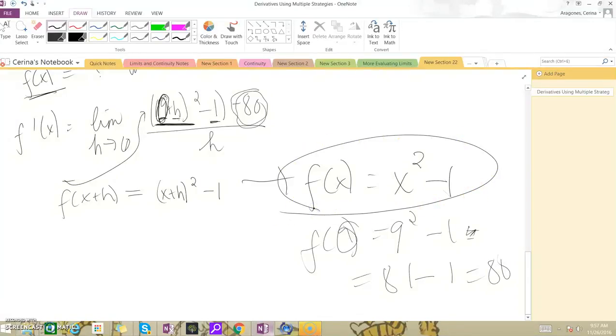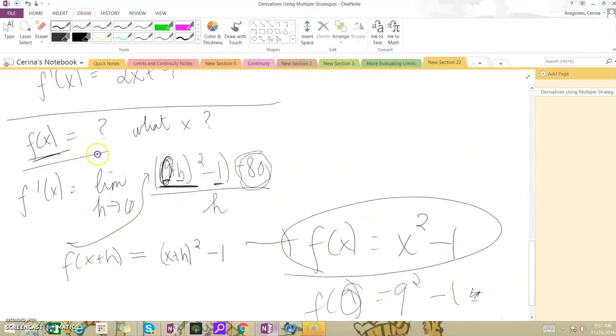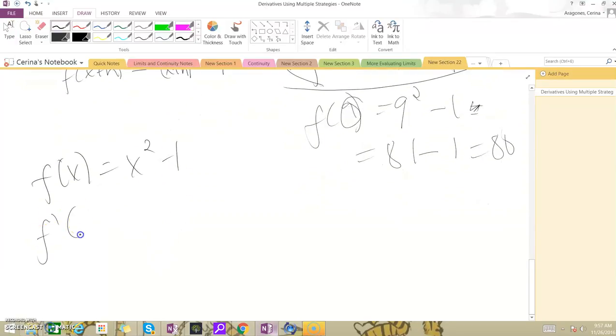So we can use the definition given to us to find the original function. Our original function was x squared minus 1. We're evaluating f prime of x, which is 2x, and f prime of 9 is just 2 times 9, which is 18.